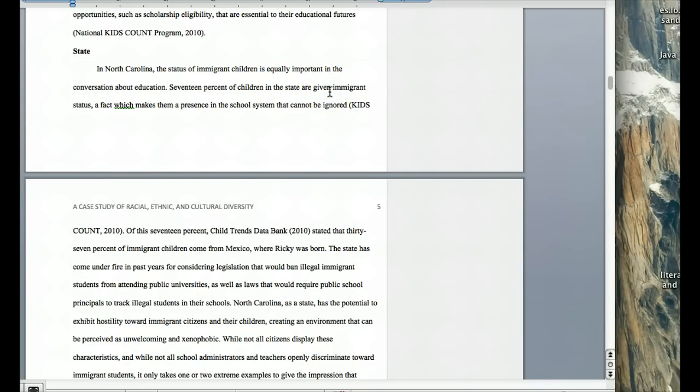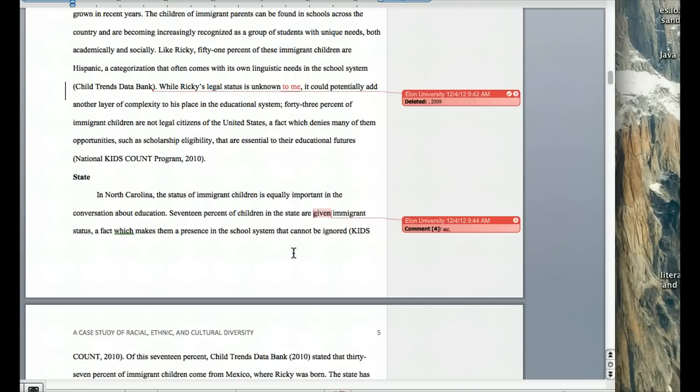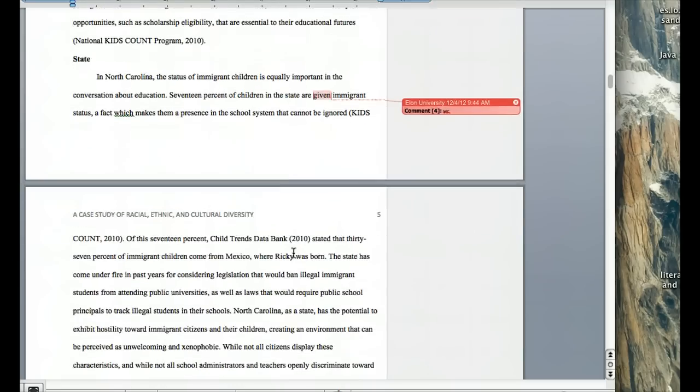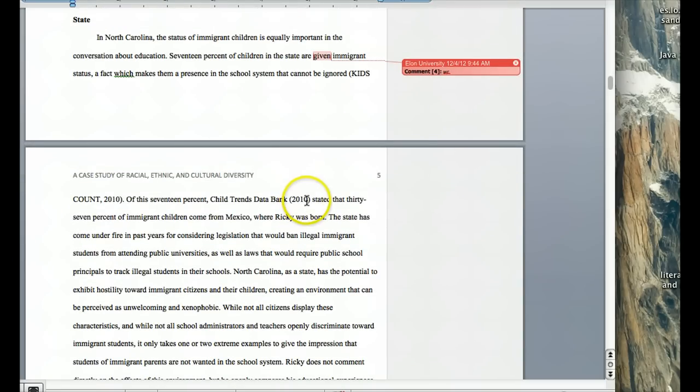I would say given is probably not the right word here. Not sure if this year is right since we had it previously being 2009. No, if it were the same citation, this is a new paragraph, so we would include the date.